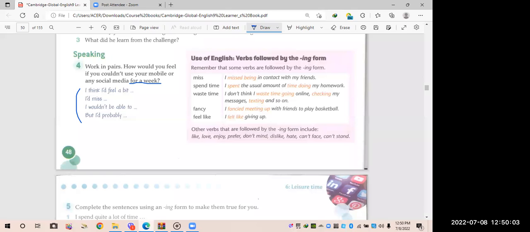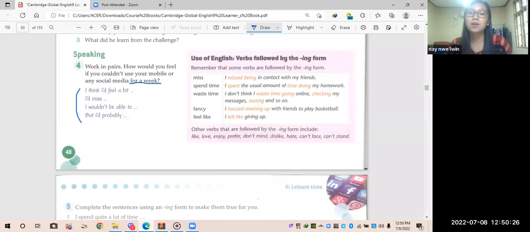But I think if I have my computer, I would probably be fine without my phone. And if I don't have both, I would feel a bit bored, and I will probably go outside and play some sports. So you are doing some outdoor activities, right? Yes.